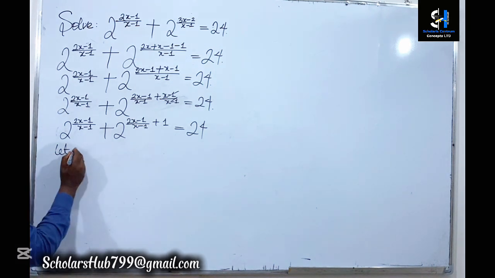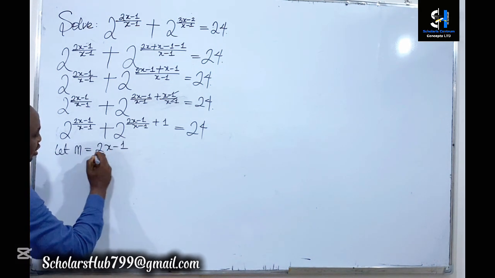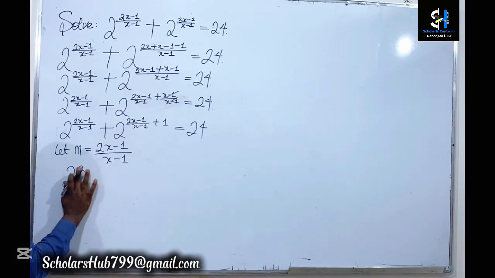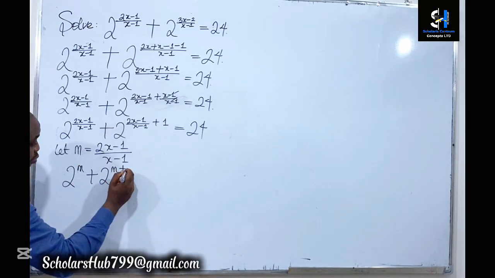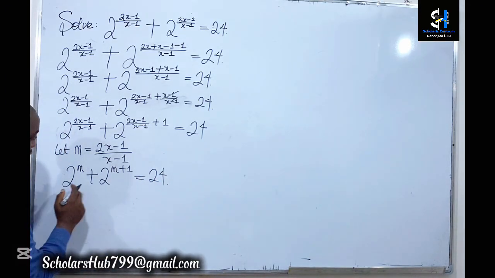So now let's choose a letter from the alphabet to represent (2x minus 1) divided by (x minus 1). Let m equal (2x minus 1) over (x minus 1). So we then have the new equation: 2 exponent m plus 2 exponent m plus 1 equals 24.